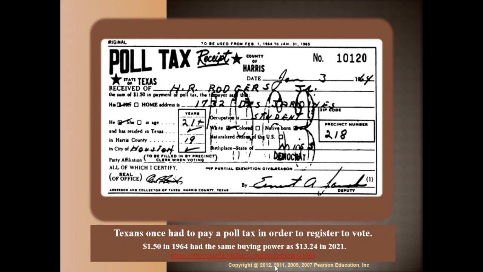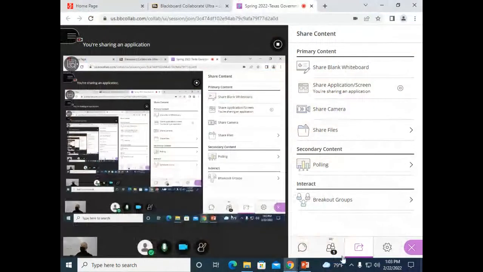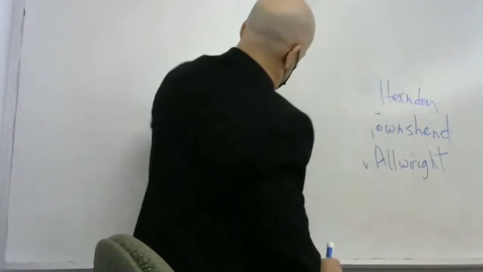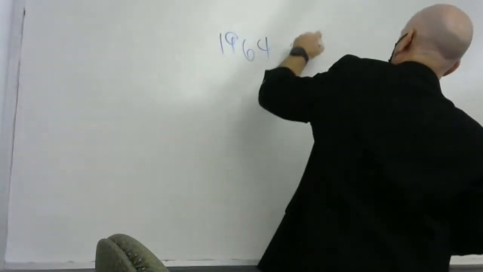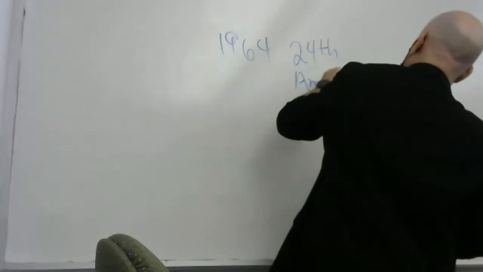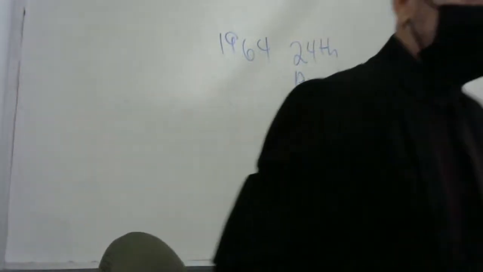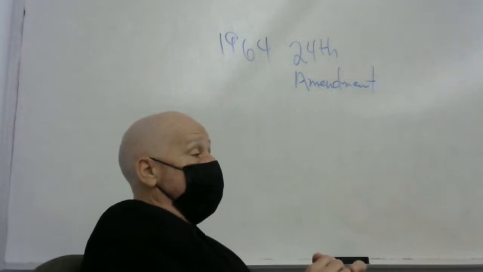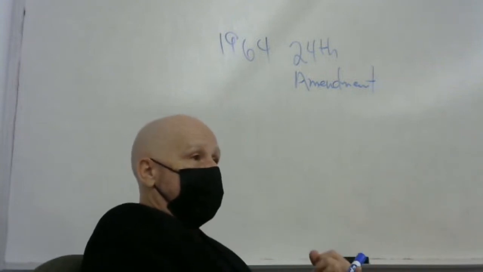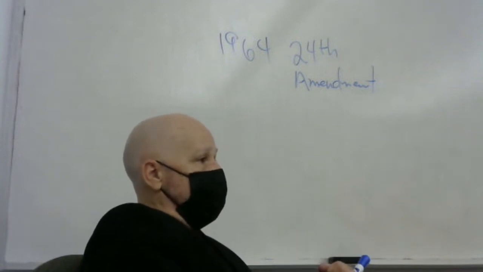In 1964, the same year that this is dated, the United States Congress proposes an amendment to the Constitution, ratified later in 1964, the 24th Amendment. That amendment prohibited states from imposing a poll tax in federal elections. So the Constitution is amended in 1964, the 24th Amendment is added, and it prohibits states from imposing a poll tax in federal elections. By federal election, we mean elections for the president, elections for Congress.